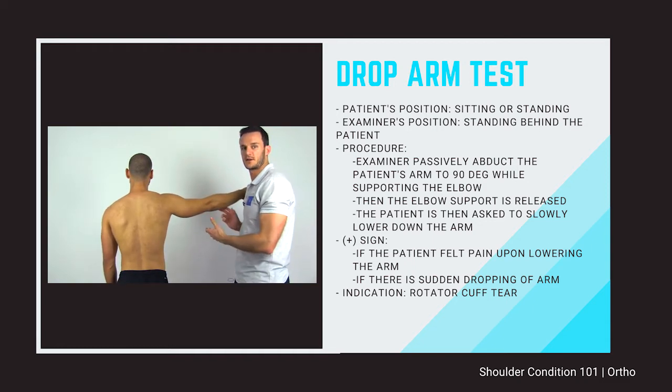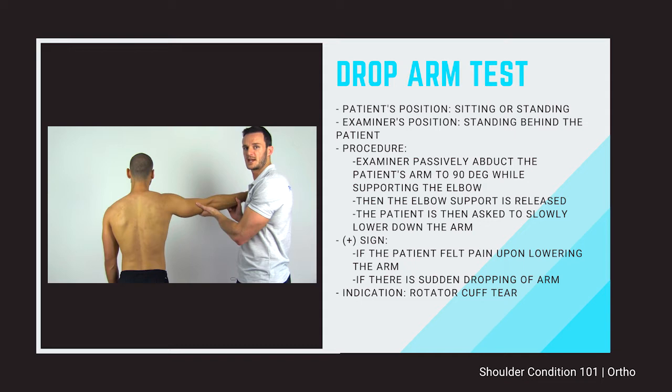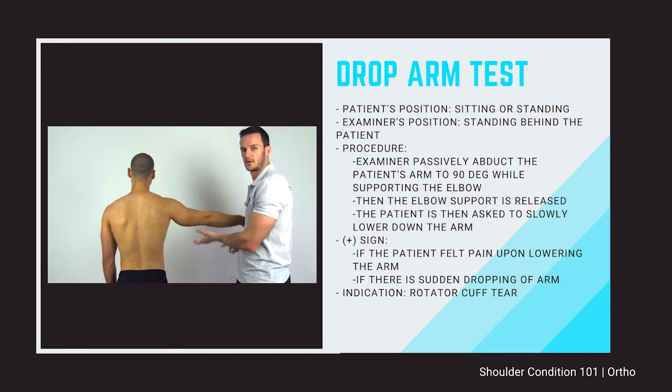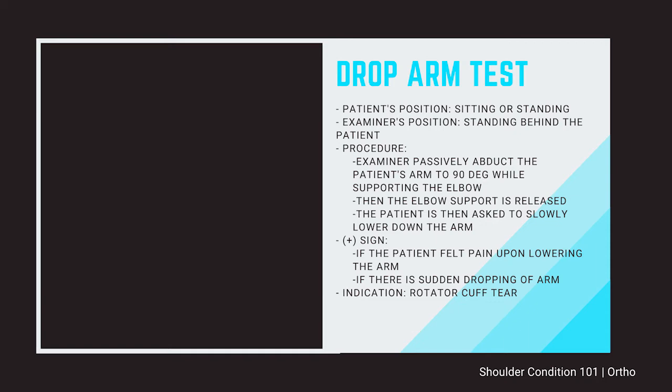Then the elbow support is released. Then the patient is asked to slowly lower the arm to the side of the patient's body. The test is positive when there is pain while lowering the arm or if there is sudden dropping of the arm.